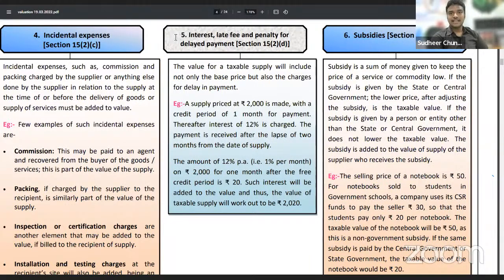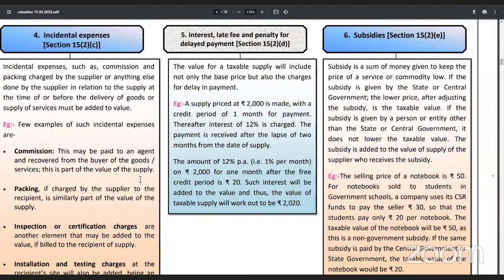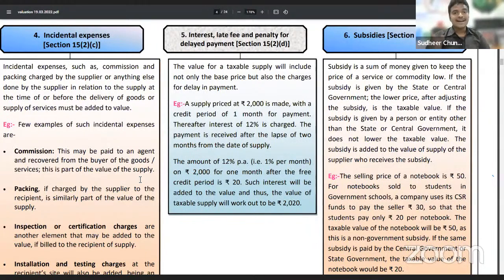Sir, if you refer to the theory which was given there, the value of the taxable supply will include not only the base price but also, along with the base price, any interest if they charge. Such interest will also form part of the taxable supply. So if you take this as an example, whatever interest is recovered will form part of the value.